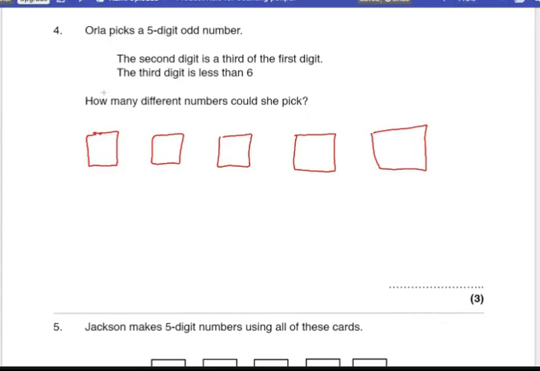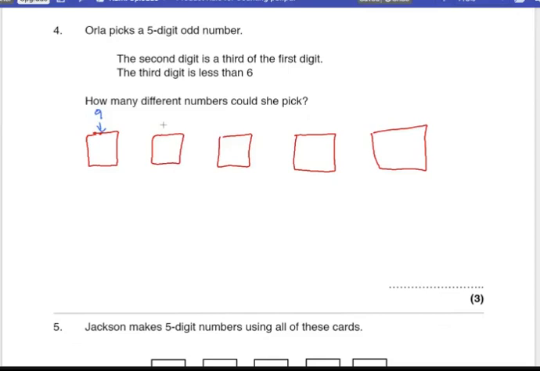So, let's ask the first question. How many numbers could go in the first position? Could it be 10? Well, if it's a 5-digit odd number, then it wouldn't make sense to start it with a 0. So in that case, it's going to be 1 to 9, not 0 to 9.